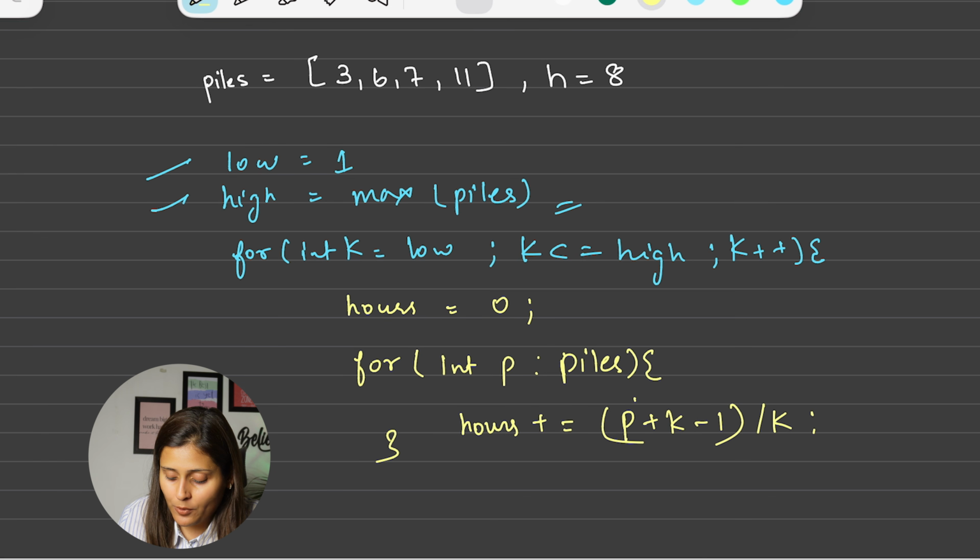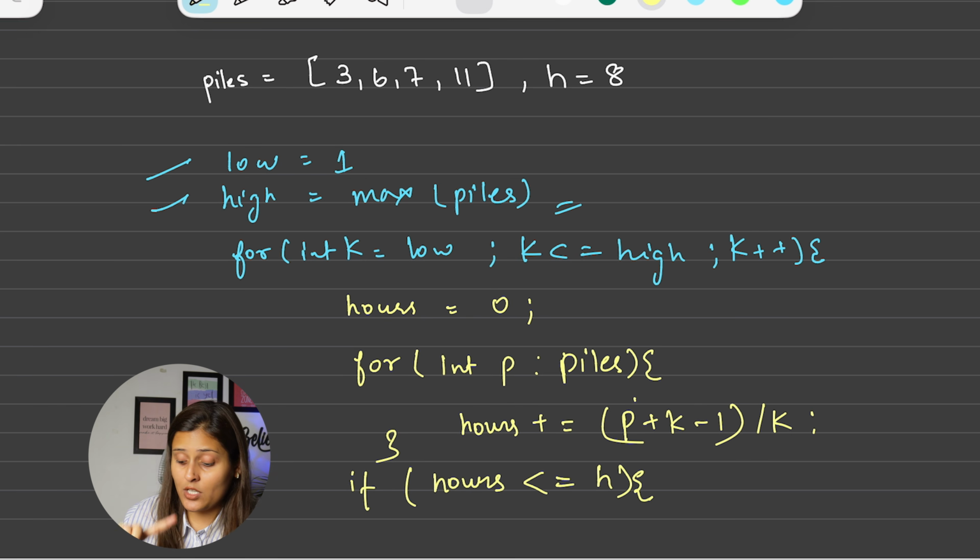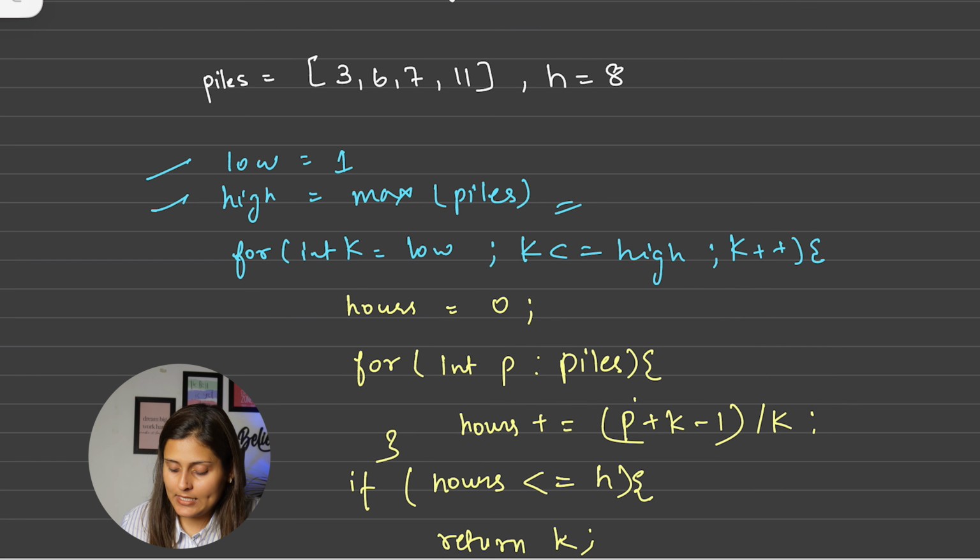So how to check the possibility? If the hours taken with speed k is less than or equal to h, I can say yes, it is possible with h hours. So we can say that with that k speed it was possible to finish all bananas. So definitely we will return that speed k then and there. Correct. Now let's see what is the time complexity in this case.